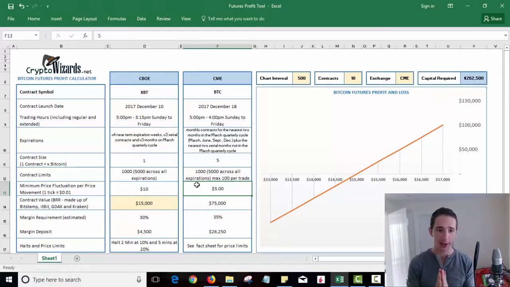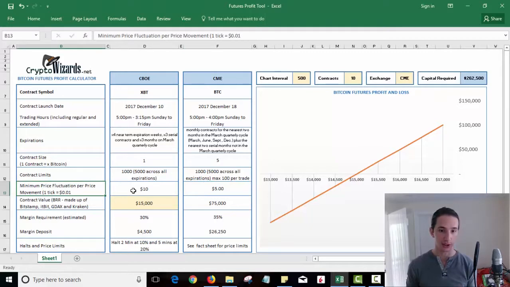Now, the contract value is tracked by the Bitcoin reference rate. This is made up of, the last time I checked, Bitstamp, ItBit, GDAX, and Kraken. It says it right here on the tool. So that is essentially the Bitcoin price that's being tracked.